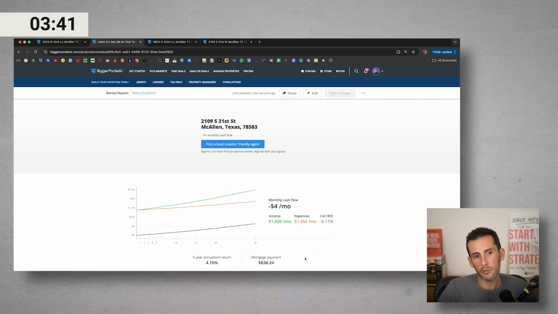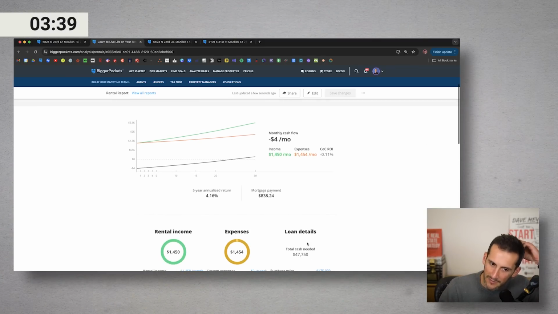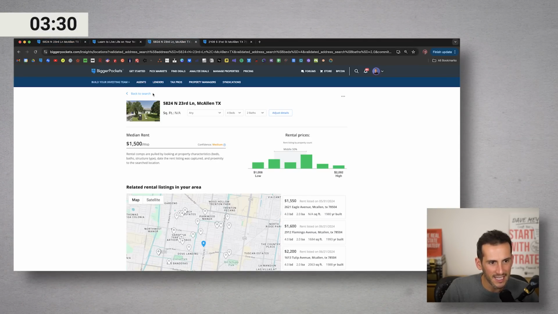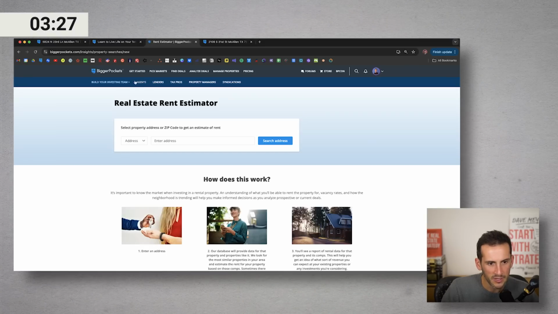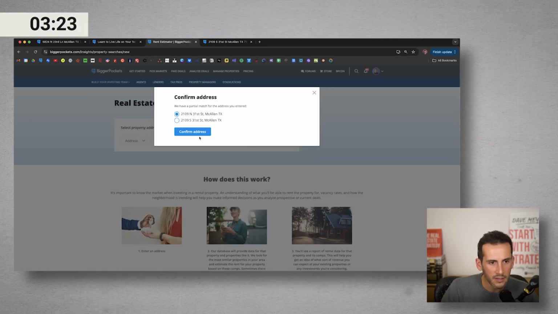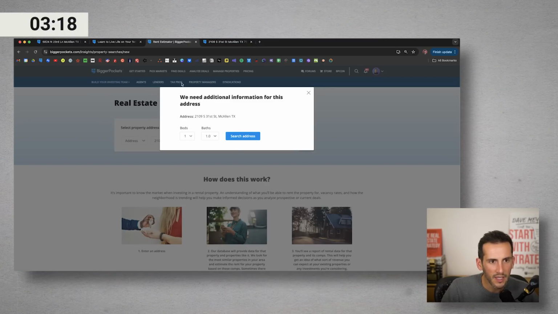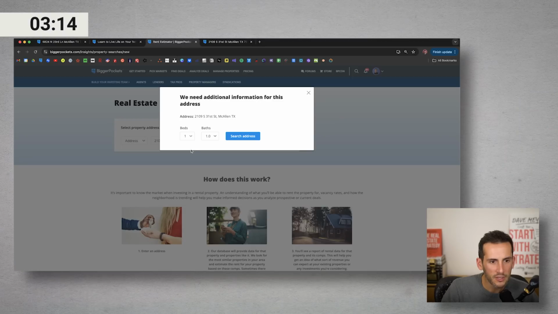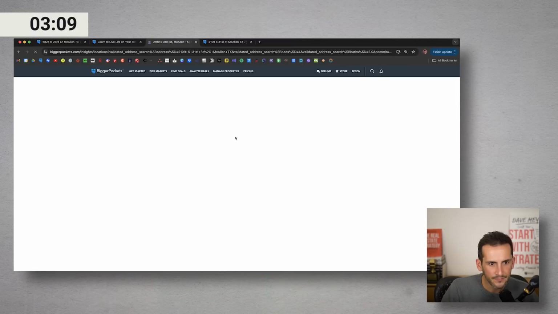Okay, so this one is break even right off the bat. Man, those taxes really kill you. So let's just double check the rents again and see if this 1450 number is realistic. I'm guessing it is because we saw that nicer property was at 2100. And so we're going to go look here. Which one was this? This was South 31st. And it was a 4.2 also. So let's just see 4.2 search address.